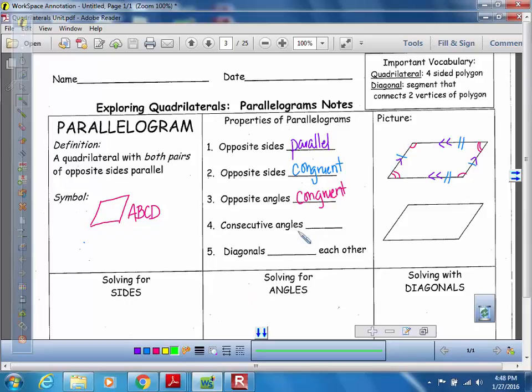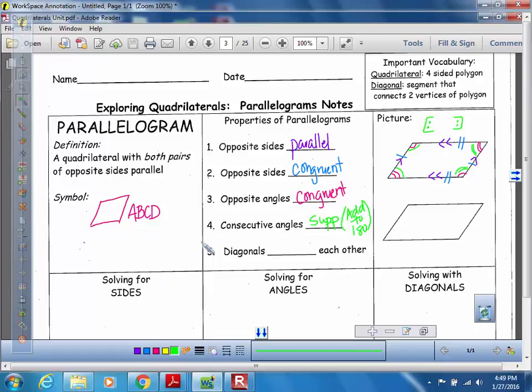Another property they hold is that consecutive angles in a parallelogram are supplementary, or they add to 180. I don't know if we remember from our angles unit, but supplementary are the two angles in the corner, such as this or this. So this angle and this angle should add up to 180. Also, this angle and this angle should add up to 180.